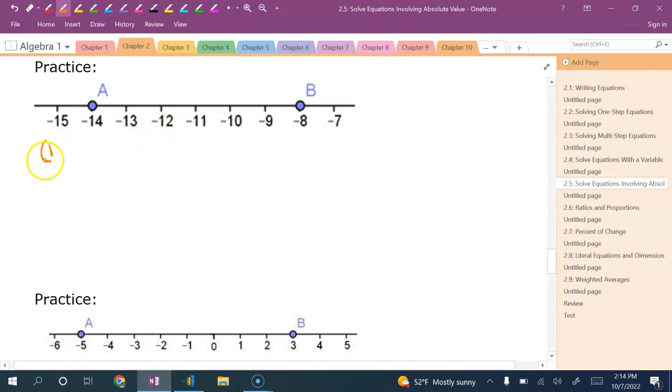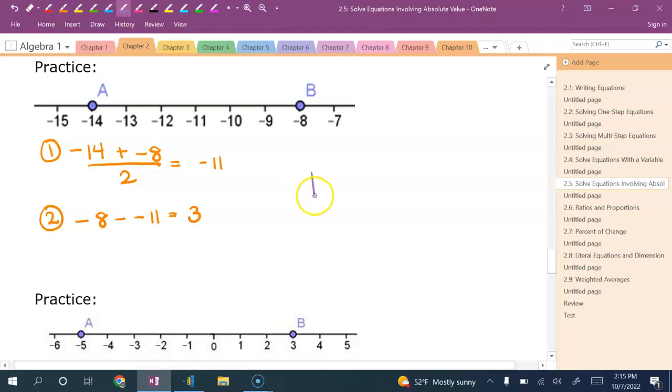So for this first one, I would start by taking negative 14 plus negative 8 and dividing it by 2 to find the middle. That comes out to be negative 11. Step 2 is to find your distance. So negative 8 minus negative 11 would end up actually being positive 3. Remember, distance should never be negative. So when you write your absolute value equation, it should say absolute value of x minus negative 11 equals 3.